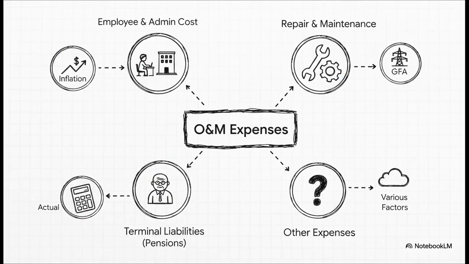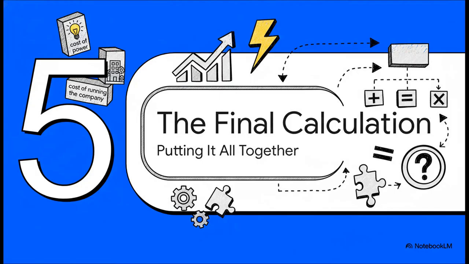These are the main parts of what's called O&M, or operations and maintenance expenses. Things like employees' salaries and administrative costs are allowed to grow based on that special inflation index we just talked about. But repair and maintenance, well, as we saw a minute ago, that's linked back to the value of the GFA. Then you've got things like pensions, which are usually just based on actual costs.